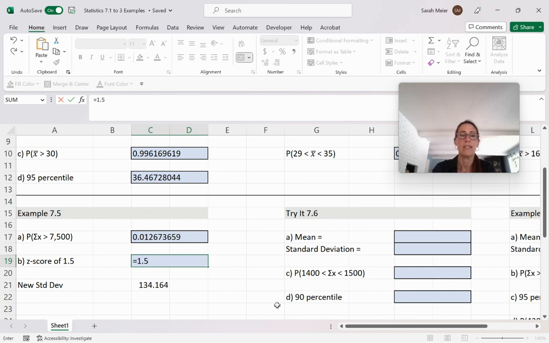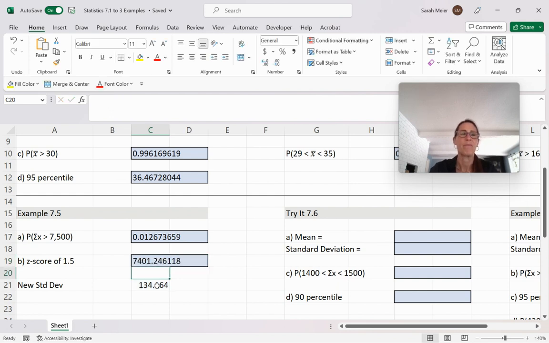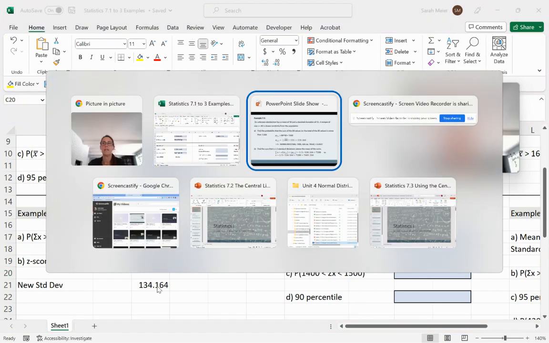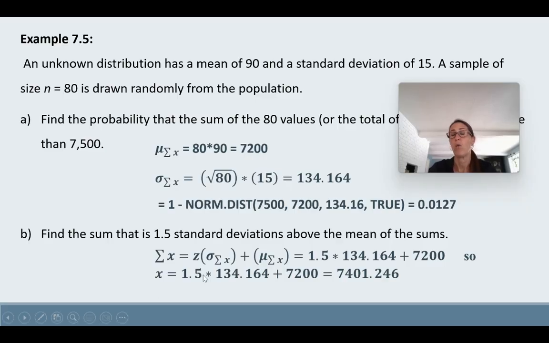If you were going to do it in Excel, it would look like 1.5 times, now we're using the standard deviation, which is down here, so we can just use that cell reference, and then plus that sample sum mean, or the mean of the sample sums. Okay, so 7,401 is 1.5 standard deviations above the mean of the sums, or to the right of the mean of the sums.